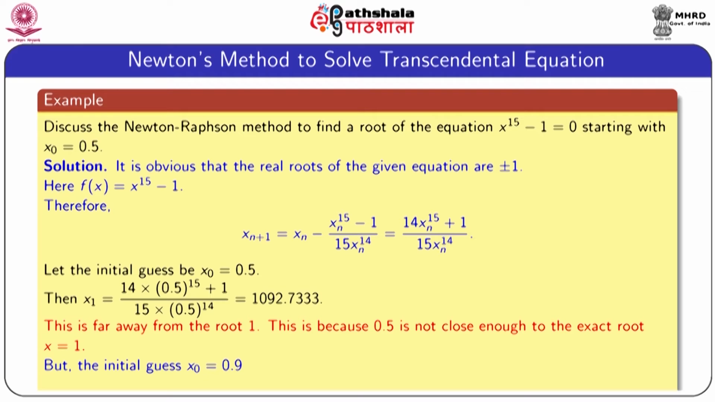But if we consider the initial guess as 0.9, then the first approximated value is x1 = 1.131416, and note that this is very close to the exact root 1. So, the initial guess of the Newton-Raphson method is a very crucial issue: which initial guess gives a convergent iteration scheme, and which gives a divergent iteration scheme. This is a very important issue of the Newton-Raphson method.